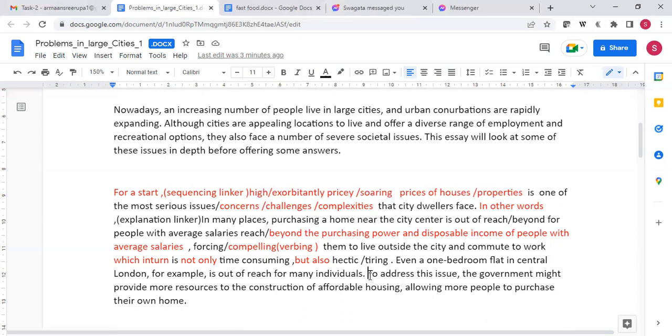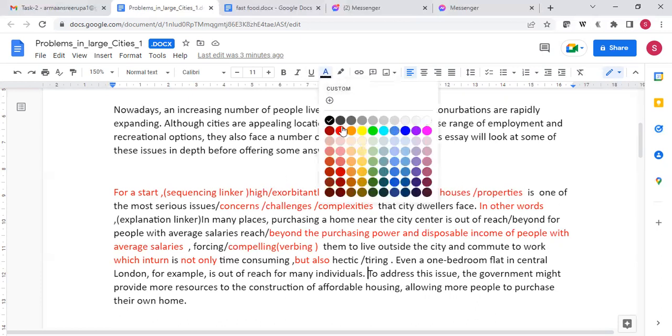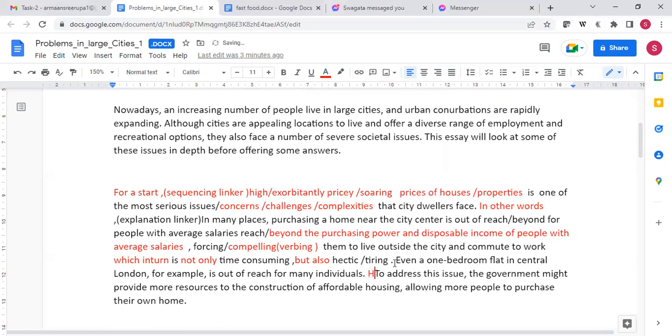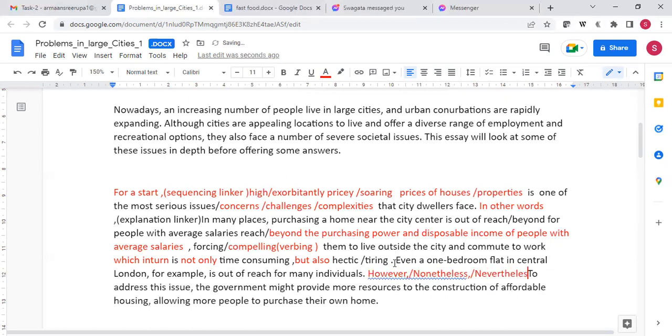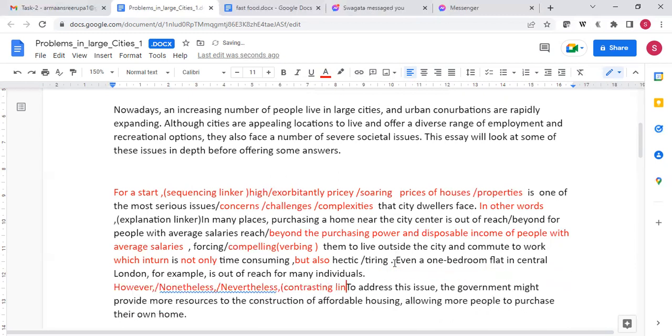So see, that's how you remember. It has to be however, or for that matter, it could be any contrasting linker. It could be any transition, any contradictory linker. So there could be however, nonetheless, nevertheless. All these are contrasting linkers. And why are we using these contrasting linkers? Because we are giving a solution. We talked about a concern, we talked about a challenge, and then we are making a transition to giving a solution. So definitely, we have to use one.